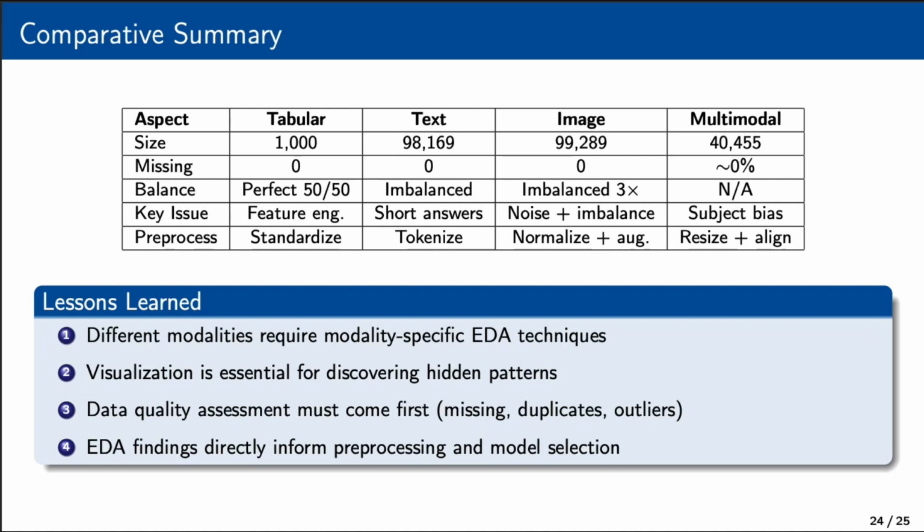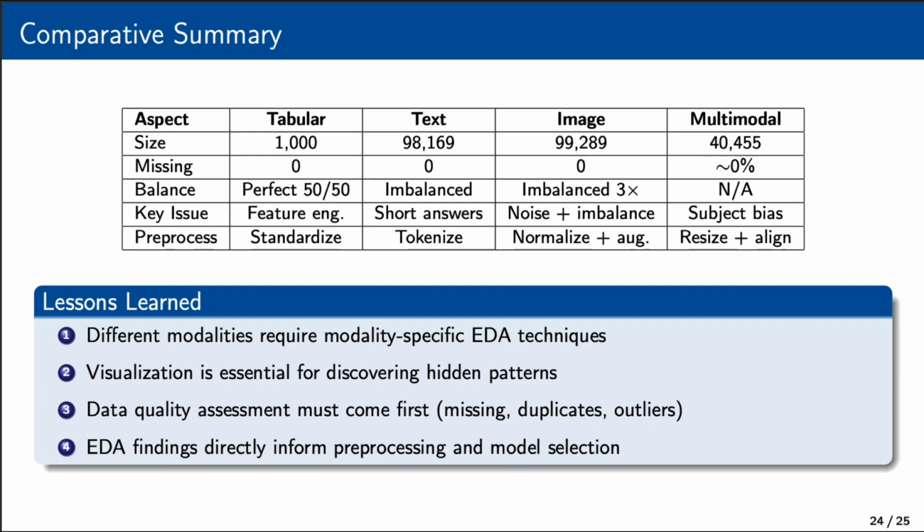Here's a side-by-side comparison across all four modalities. In terms of size, image and text datasets are much larger than tabular. Missing values were essentially zero across all datasets, a clean collection overall. Class balance varies. Tabular was perfect. Image was moderately imbalanced at 3 times, and text and multimodal don't have a simple class balance concept.